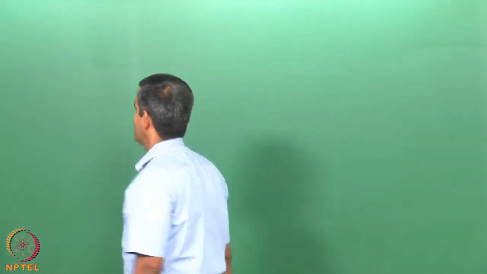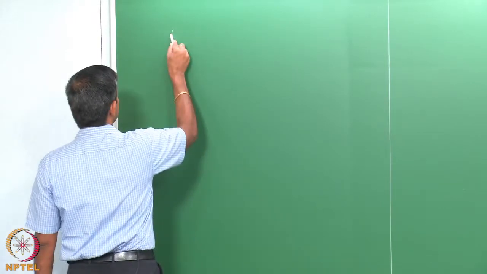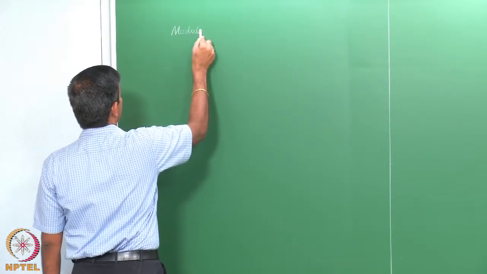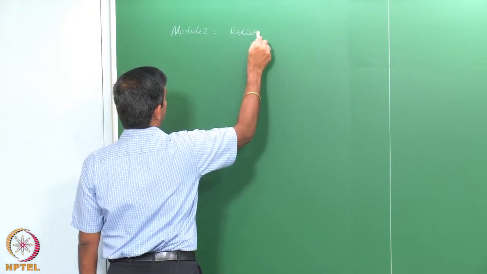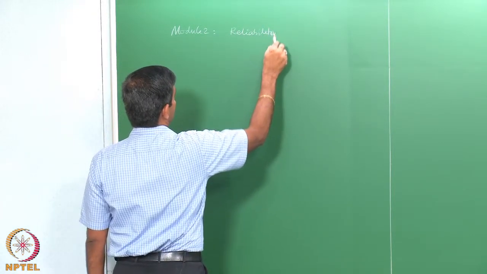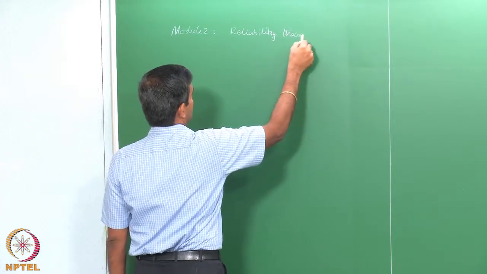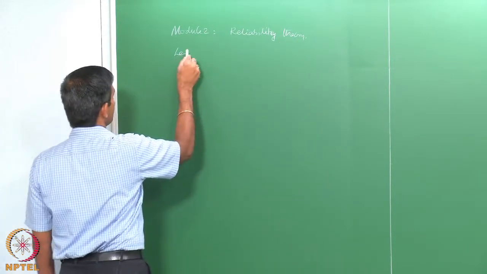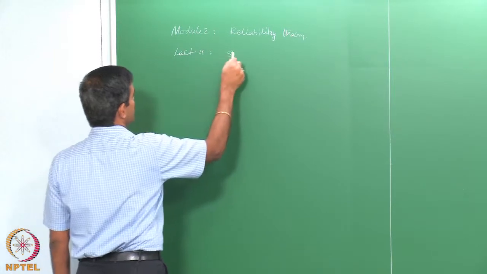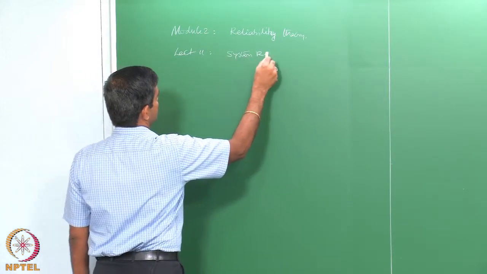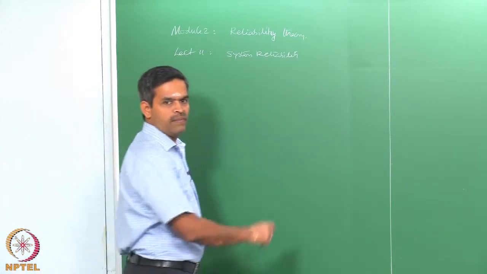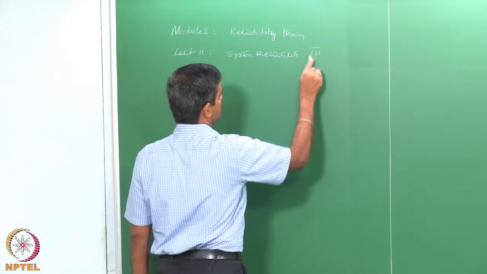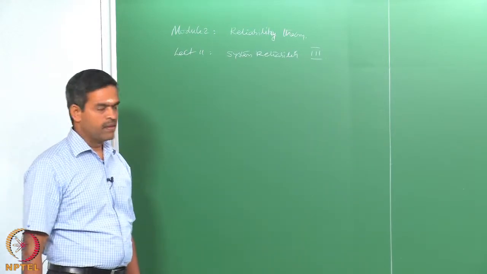Dear friends, welcome to the 11th lecture on the course Risk and Reliability. This lecture is the 11th lecture in module 2, where we are discussing the reliability theories and structural reliability. So, this is going to be lecture 11, where we will continue with the system reliability as a continuation of the last lecture. So, I call this system reliability 3.